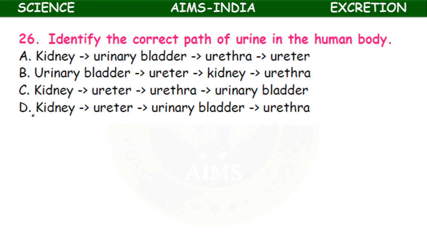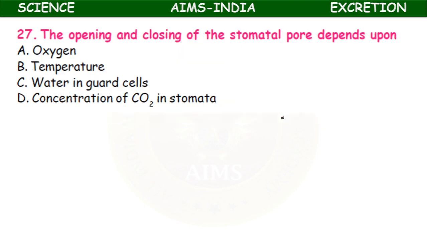Identify the correct path of urine in the human body. Kidney, urinary bladder, urethra, ureter; urinary bladder, ureter, kidney, urethra; kidney, ureter, urethra, urinary bladder; kidney, ureter, urinary bladder, urethra. So which is the correct option? The kidney, filtration occurs, then ureter, then urinary bladder, urethra, outside.